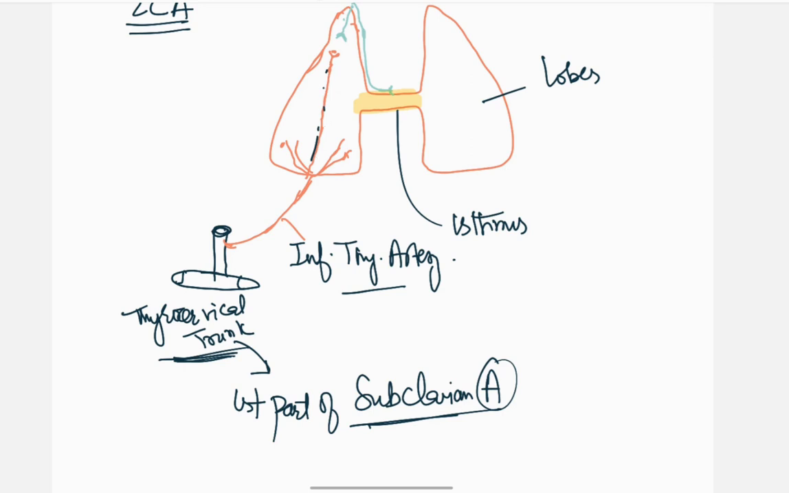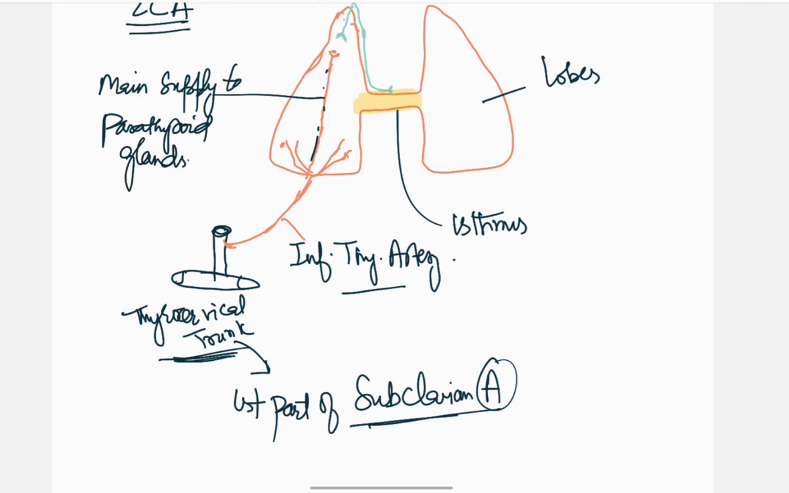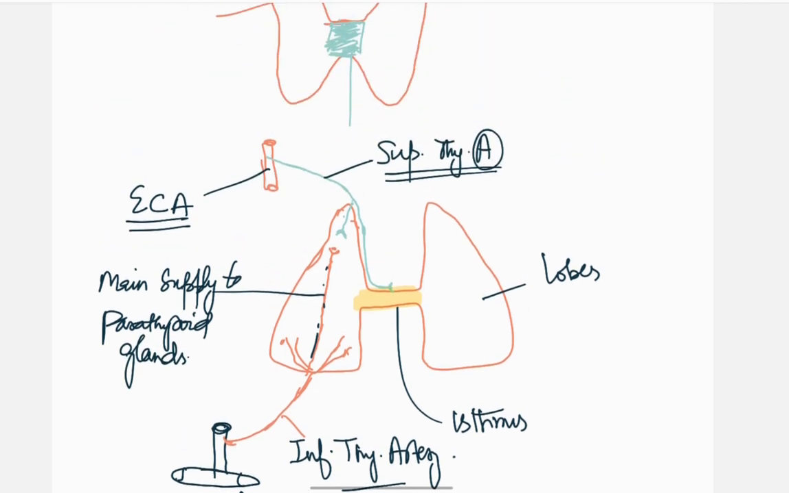Do remember, guys, that this inferior thyroid artery, which runs from the inferior part of the thyroid gland up to the upper part, is also a main supply to our parathyroid glands. You should also remember that one more artery is running with this artery.